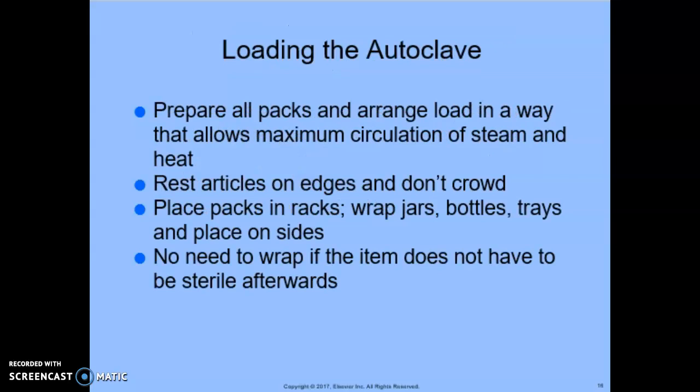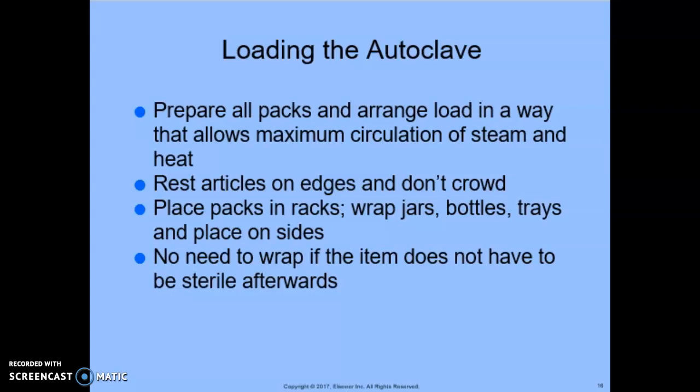So loading the autoclave, it's important to prepare all the packs and arrange and load in a way that allows maximum circulation of steam and heat. So you don't want to stack a whole bunch of them on top of each other so that they can't get the circulation. Rest articles on edges and don't crowd. Place the packs in racks, wrap jars, bottles, trays, and place on their sides. And there's no need to wrap if the item does not have to be sterile afterwards.